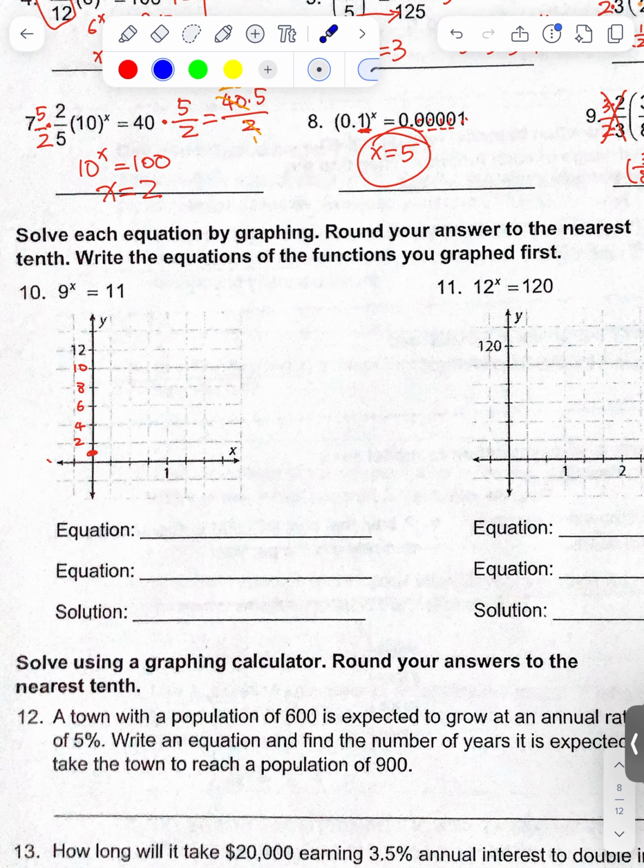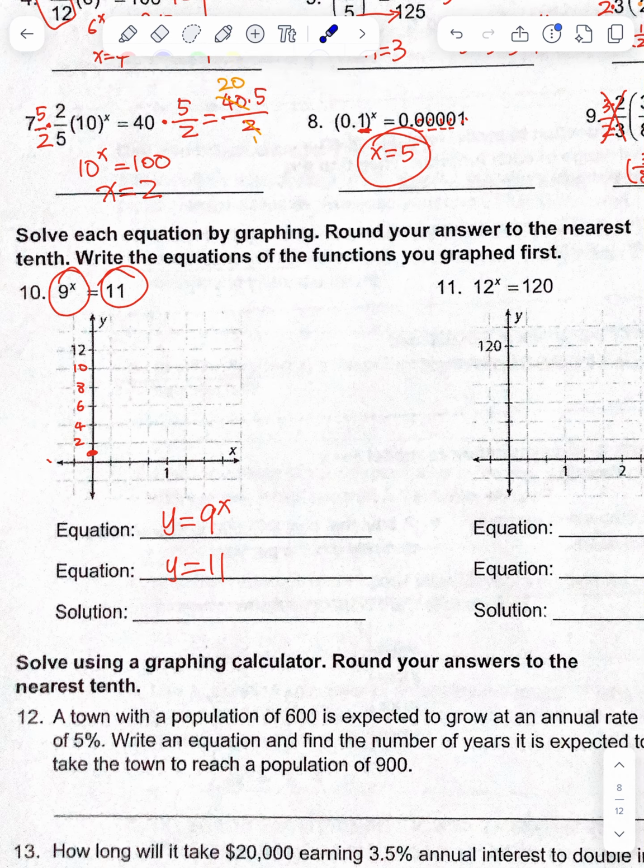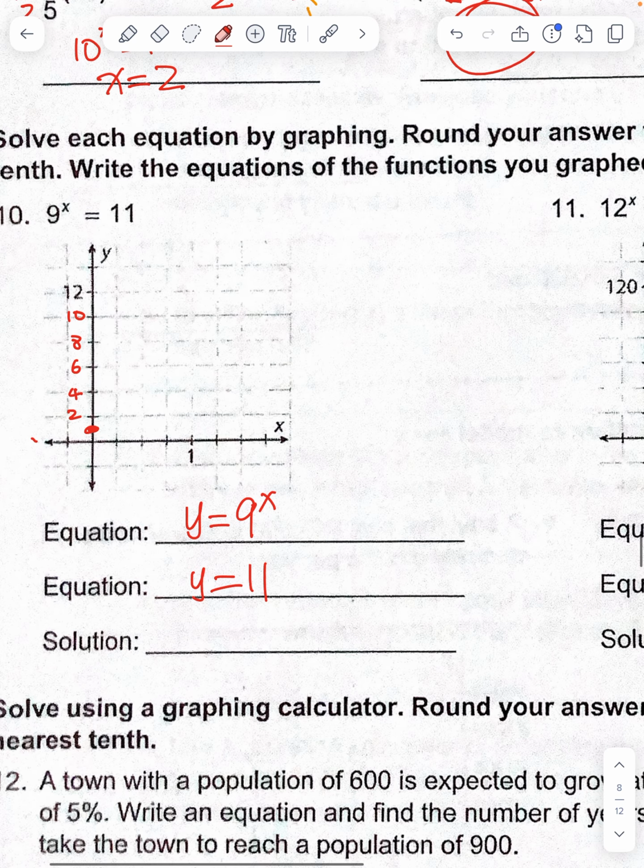9 raised to the x power equal to 11. We can write it as two equations. The first equation, here's the exponential function: y equal to 9 raised to the x power. The second equation, the other part, so y equal to 11. We're going to graph these two to find out the solution of the equation, right? So first we're going to graph y equal to 9^x.